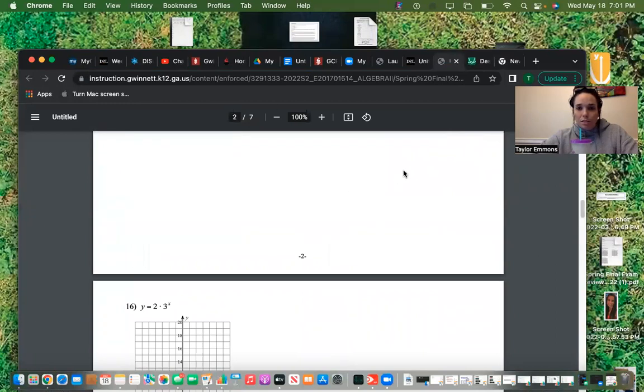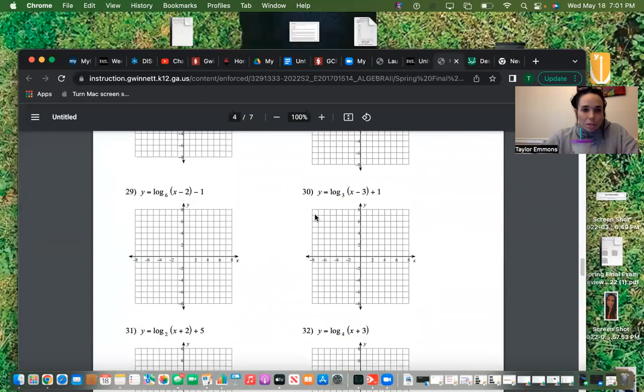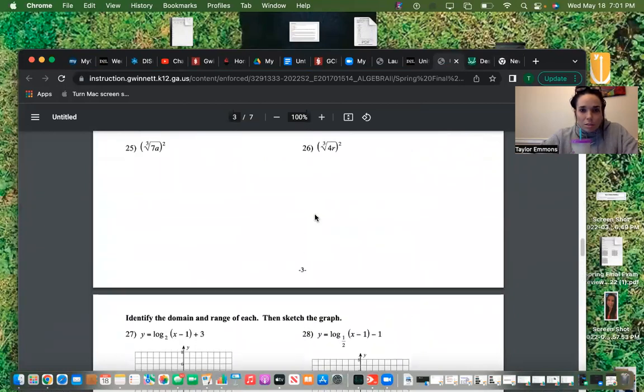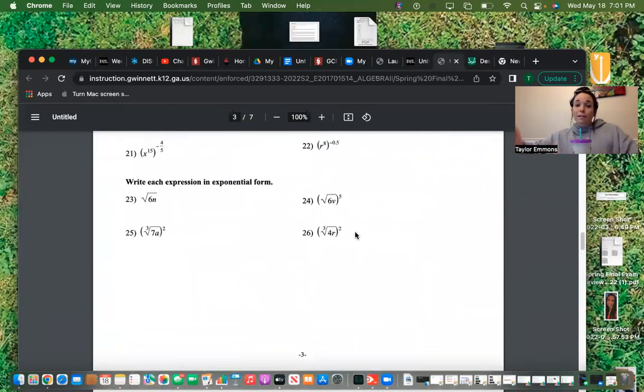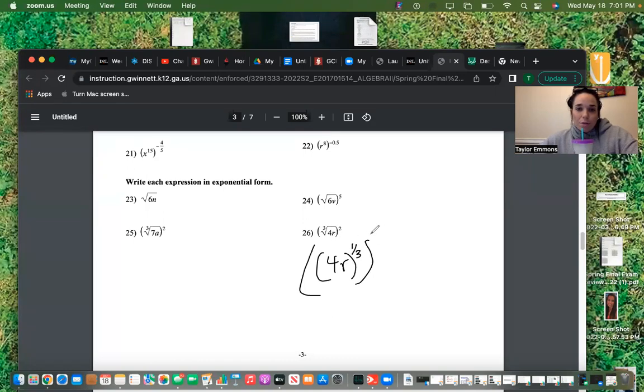Number 26 is the next one. Number 20. Okay, so rewriting this in exponential form. Remember, if we have the cubic root of something, that's the same thing as raising it to the 1/3 power. But in this case, we also raise that to the 2nd power. So we're going to multiply these 2 powers together, and that's going to give me 4r raised to the 2/3.